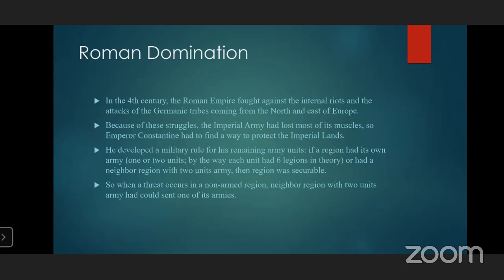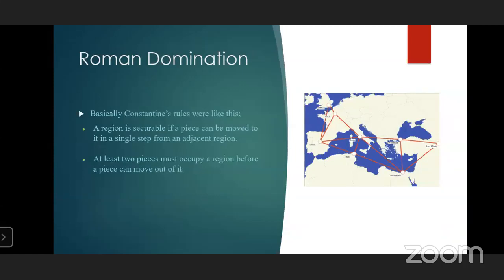The rule is like this: if a region had its own army or had a neighbor region with 2 units of army, then the region was securable. So when a threat occurs in a non-armed region, a neighbor region with 2 units of army could send one of its armies. Basically, Constantine's rules were like this. A region is securable if a piece can be moved to it in a single step from an adjacent region, and at least 2 pieces must occupy a region before a piece can move out of it.